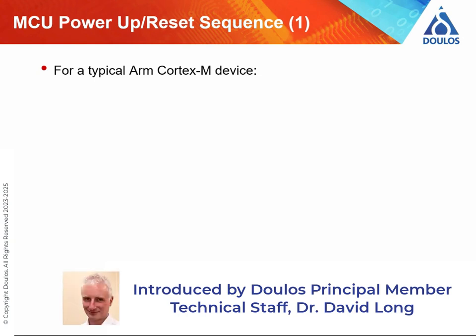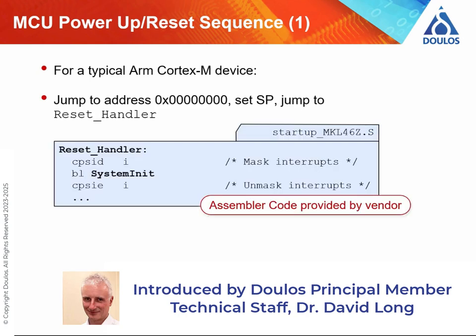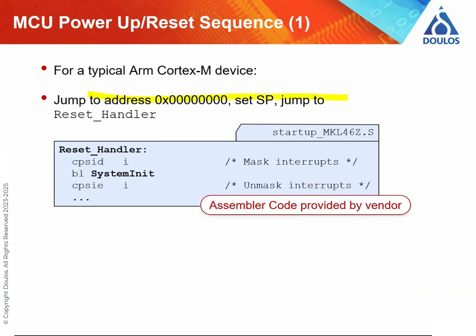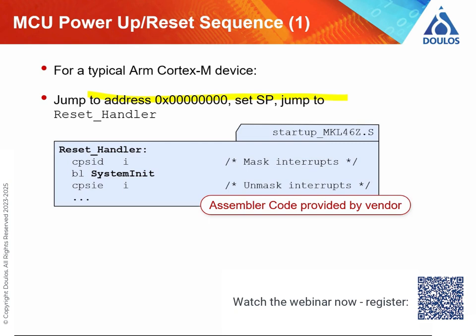So for a typical Cortex-M device, the startup code could either be written in assembler or C. It's usually provided for you by the MCU vendor. What would normally happen when it boots up is it will jump to address 0, and at address 0, the stack pointer gets set, and it jumps to a reset handler. Typically you don't need to worry about the code. It's provided for you, but you might want to look through it to see what's actually going on.